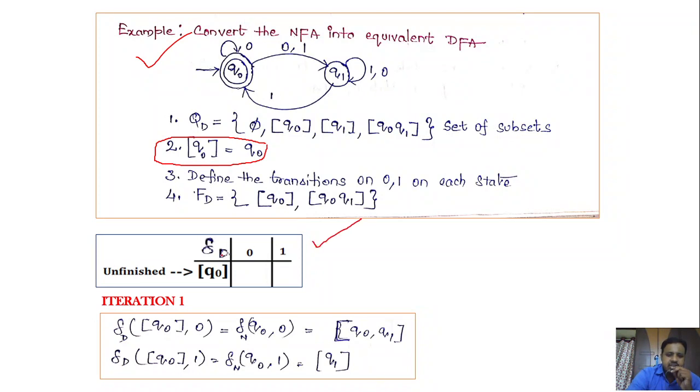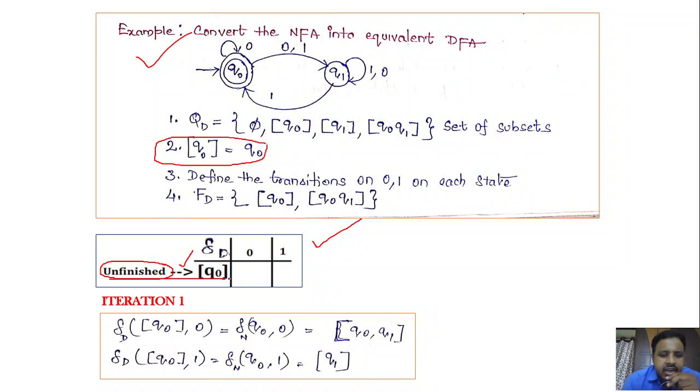See here, this is the table delta D. So what is the first state that we are considering? Q naught. So it is the starting state. That's why we are specifying an arrow here. So Q naught is labeled with an arrow. Mark this Q naught as an unfinished state. Unfinished means you have to make it finished.